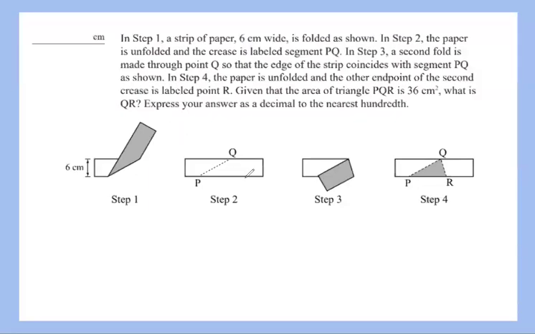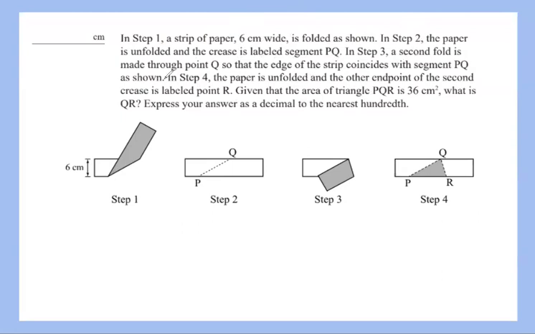Okay, so this is number 6. In step 1, a strip of paper 6 centimeters wide, which is this much, is folded as given in the step 1 picture. And in step 2, we just unfold this paper to create a crease labeled PQ, which is this one.